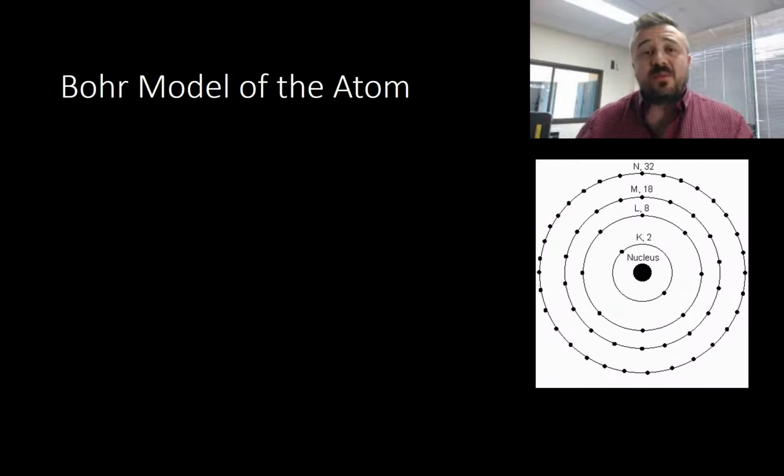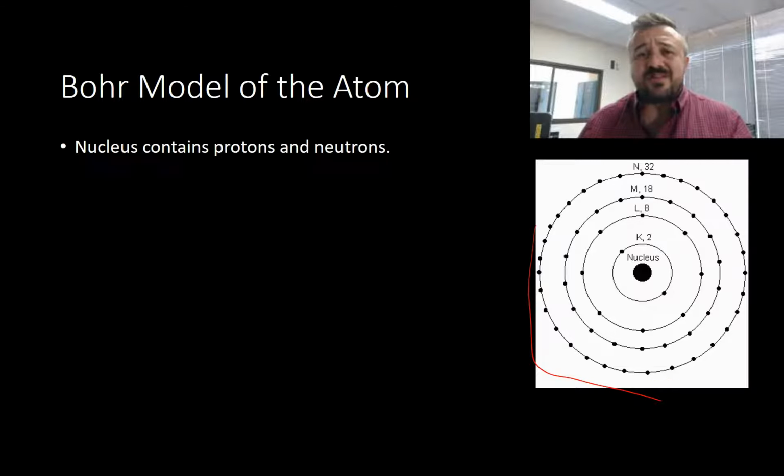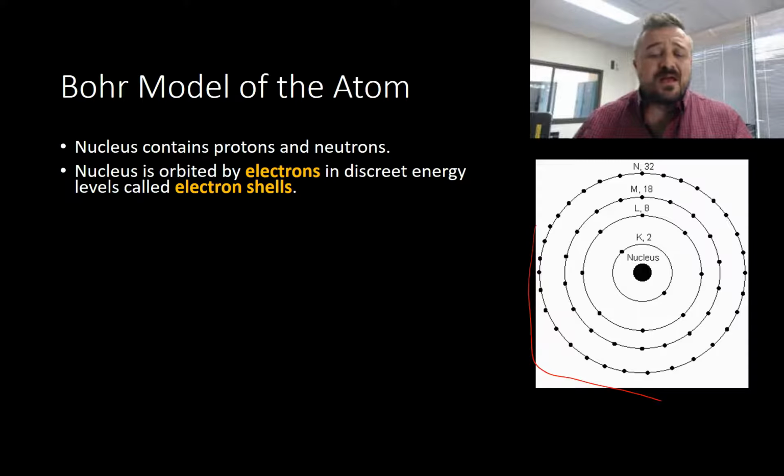So just here, we have a rather excessive model of Bohr's atom, right? It's pretty full on, it's got everything on there. But we need to know that Bohr's model contains the protons and neutrons in the nucleus. The nucleus itself is orbited by the electrons in discrete energy levels called electron shells. Now those discrete energy levels, what that means is that an electron can either be in shell 1, shell 2, shell 3, or shell K, shell L, shell M, but it cannot be in between.